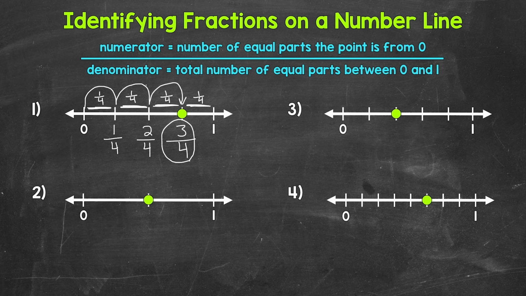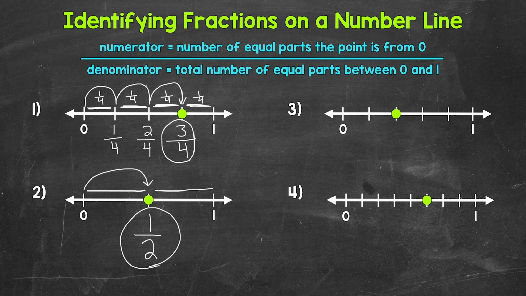We will start with the denominator. So we need the total number of equal parts between 0 and 1. We have 1 equal part right here and 2 equal parts right here. So 2 is our denominator. Now we count the number of equal parts the point is from 0. Well, 1. So 1 is our numerator. Our fraction for number 2 is 1/2. And we can see that the point is halfway in between 0 and 1. So this makes sense. Let's move on to number 3, and we will start with the denominator.